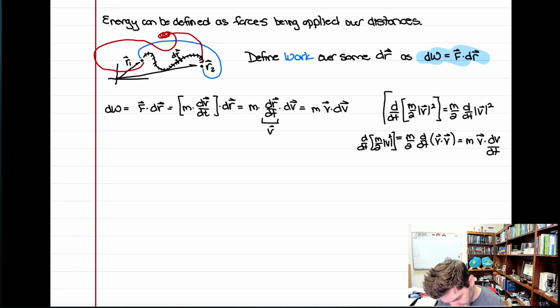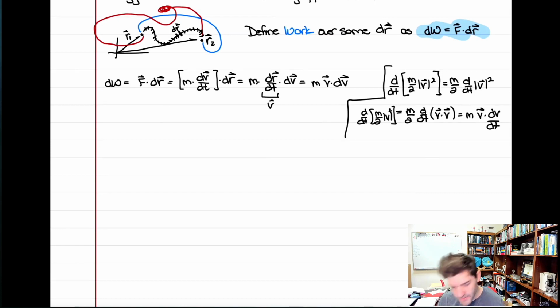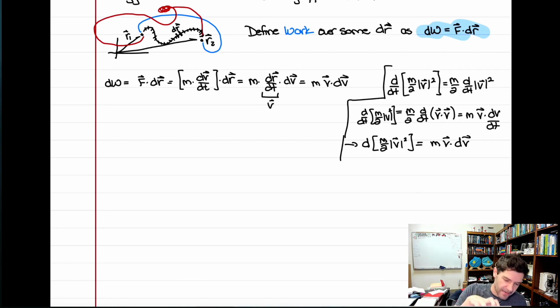Now, to help us with this differential, I'm going to notice that the left-hand side has a dt in the denominator and the right-hand side has a dt in the denominator. So I'm just going to multiply both sides by dt. And it looks like in this case the differential of m over 2 velocity squared is equal to m v dot dv. Essentially, we're undoing the power rule and the chain rule in a sense. To take the derivative of the left-hand side, we did the power rule and then the chain rule. We're essentially just going backwards in this case.